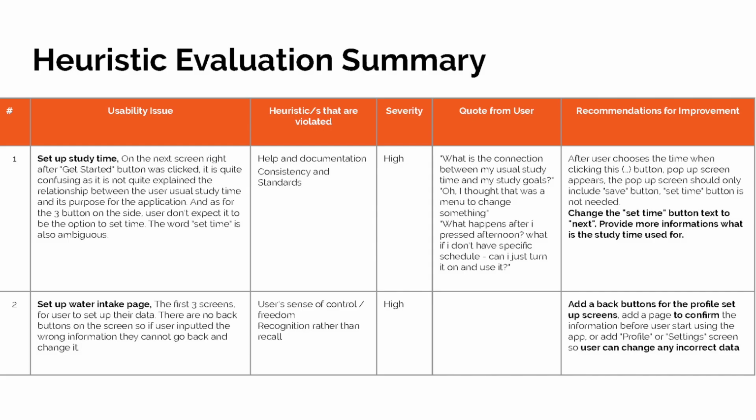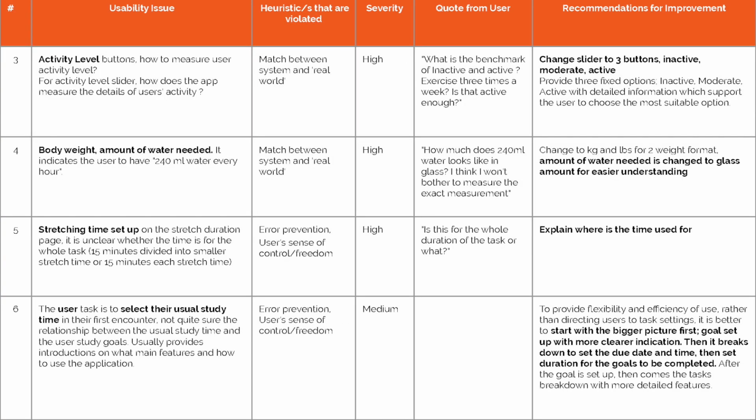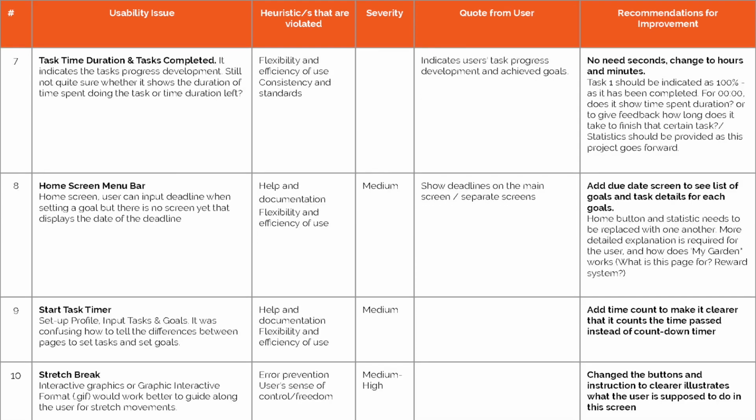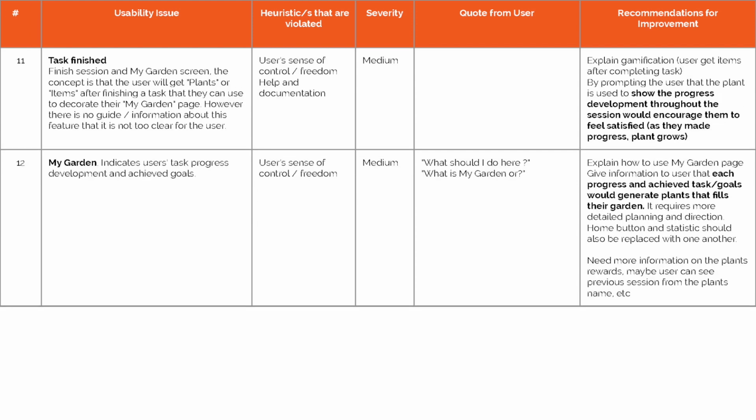This is the summary of our heuristic evaluation. We compiled similar usability issues that we found from each individual evaluation. We use this heuristic evaluation table in order to improve and make changes to the first version of our prototype. And all the major key findings will be explained in a little bit.